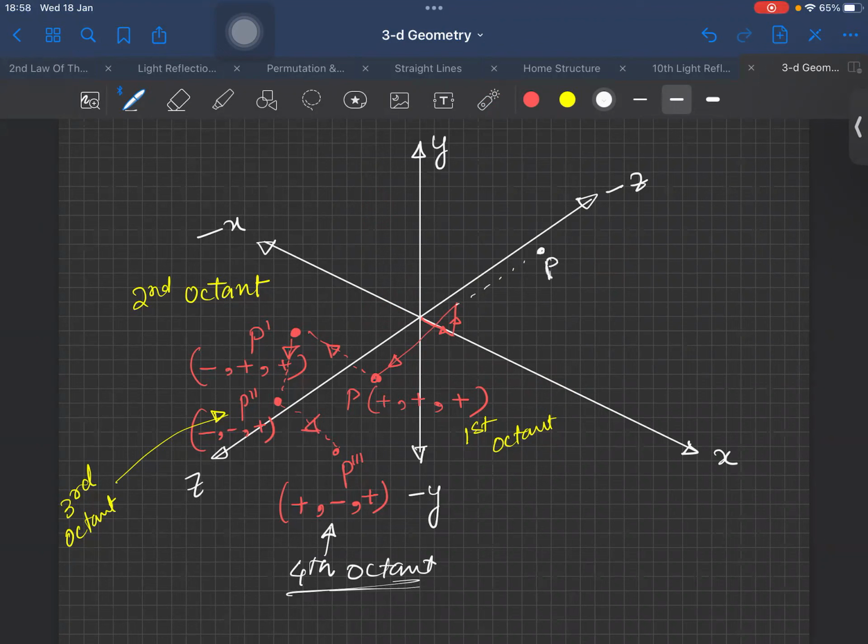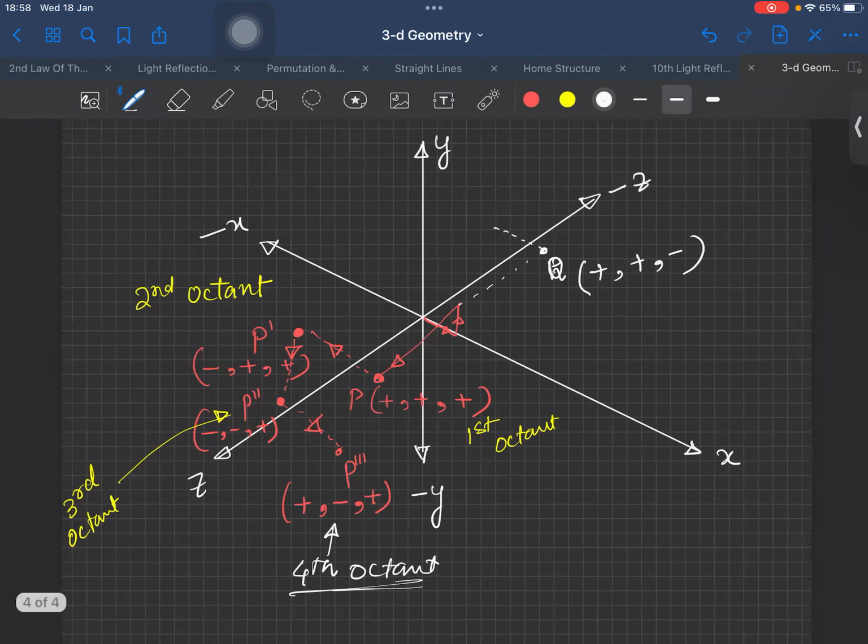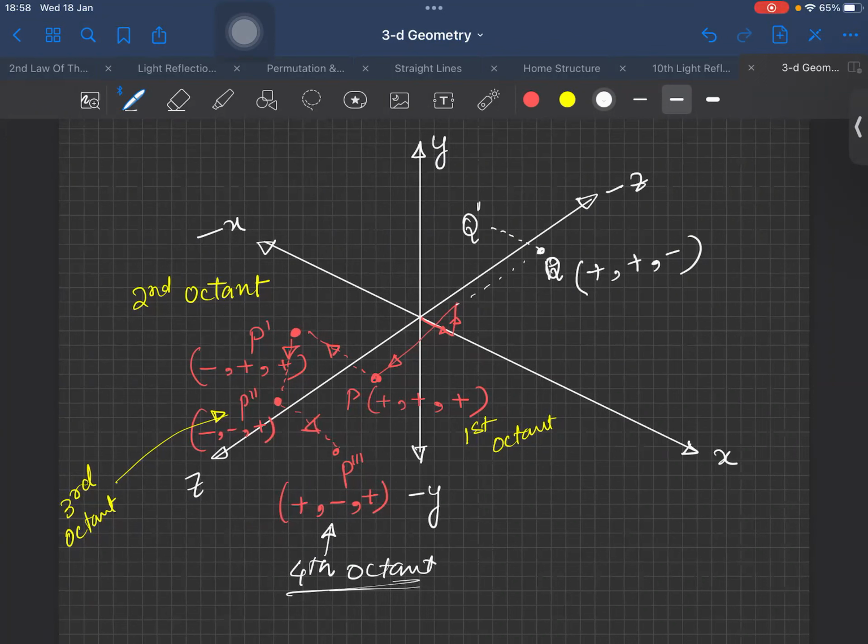So let's write the point. This name is Q, and Q is in the fifth octant. So X is positive, Y is positive, Z is negative. Now all Z will be negative. This side, let's say Q dash. So this is your fifth octant, and this is your sixth octant. So here X is negative, Y is positive, Z is negative. Now Z is negative all the time. So this is your sixth octant.